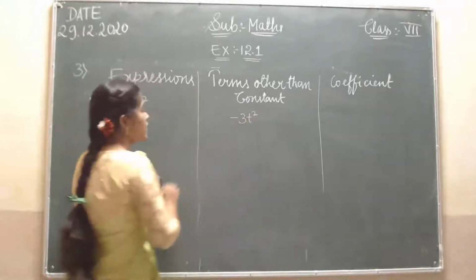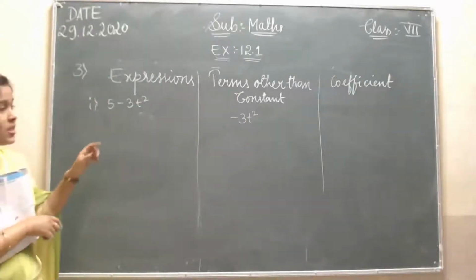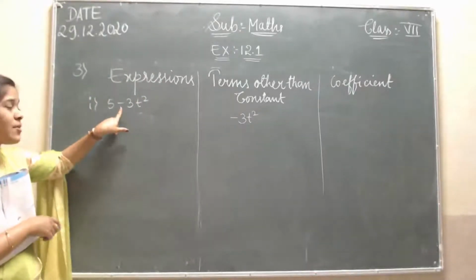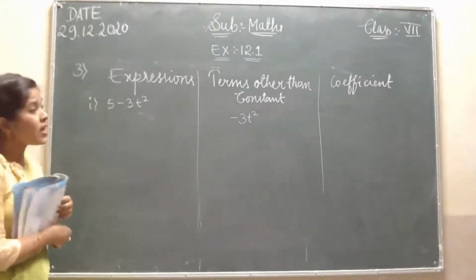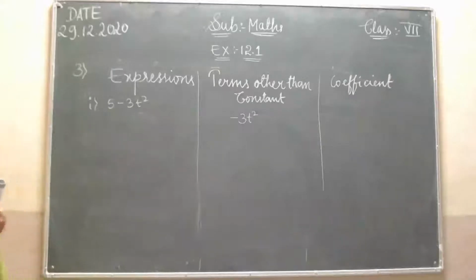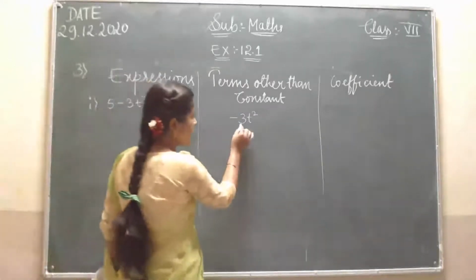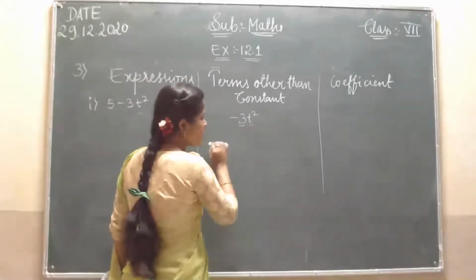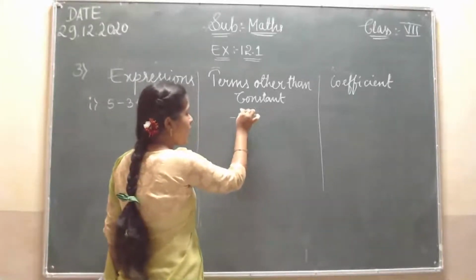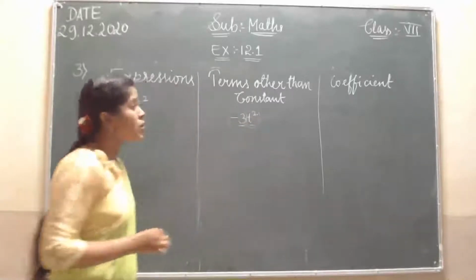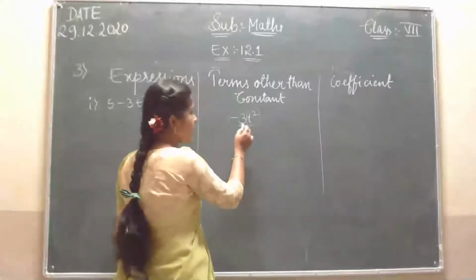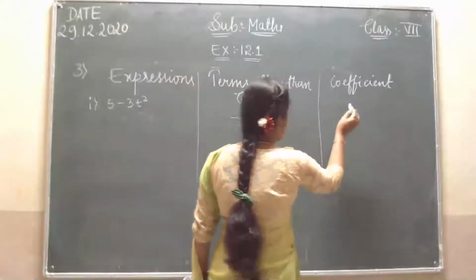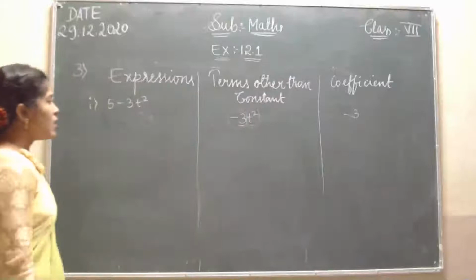3t square. 3t square minus 3t square, because with 3t square there is a minus sign. We have to take minus also. So minus 3t square. Here we have to write the numerical constant. See here, this is numbers and this is alphabets. This one is the variable and this one is the numerical constant. So the coefficient of this variable is minus 3. Okay, so numerical constant we have to write.